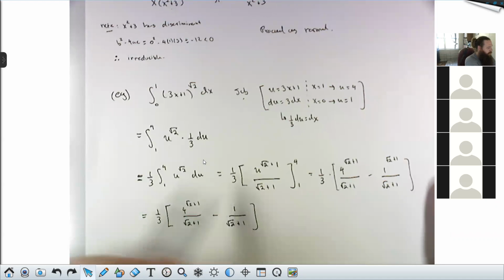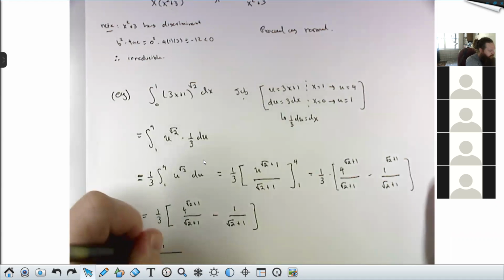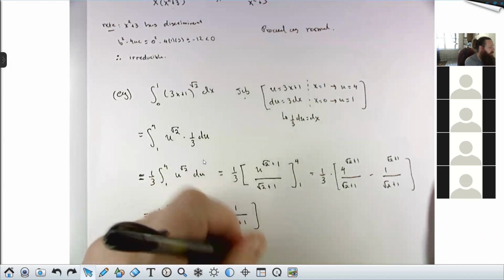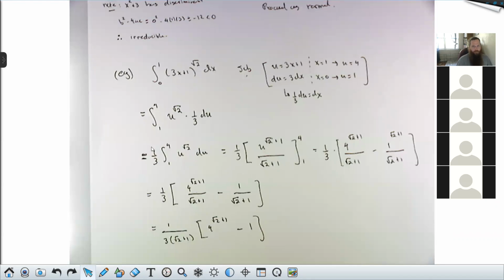You could also factor out the 1 over root 2 plus 1 if you want. This is 1 over 3 times root 2 plus 1 times 4 to the root 2 plus 1 minus 1, like this. Any of these would be acceptable. It's not bad. There's a really nice inner function, and that inner function is linear. You can always sub for a linear function. Those substitutions will always go through because the differential is always going to be a constant. Just remember to change your bounds. Remember on the exam, this is a requirement. You must change your bounds when you make a substitution in a definite integral.